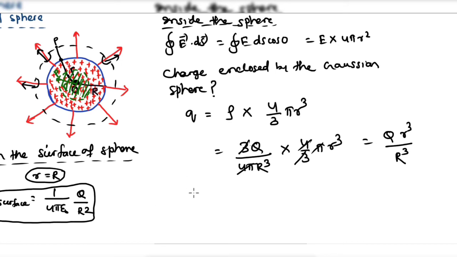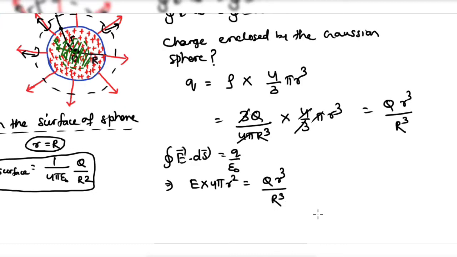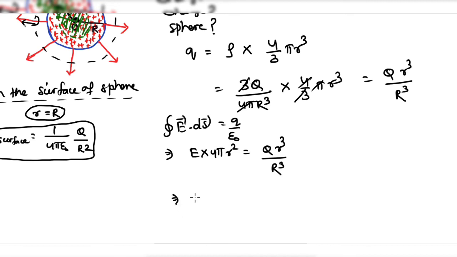Now if you use Gauss law, we know that E dot ds, closed surface integration, is equal to q by epsilon naught. That implies E into 4 pi r square is equal to q r cube by capital R cube over epsilon naught. In place of small q I have written q r cube by capital R cube, and here we have epsilon naught. So capital E is equal to how much?